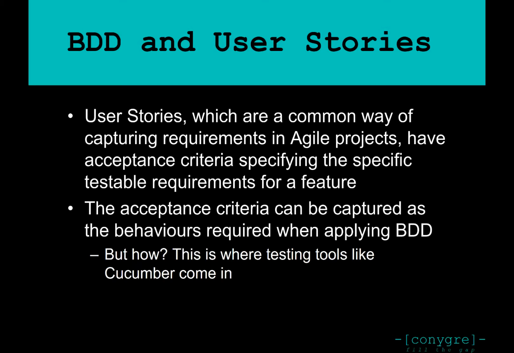But the question is, how do you capture these features? I keep talking about these feature documents. What are they? And how do you use them? Well, we'll see what they are. We'll see an example. And this is where Cucumber comes in. Cucumber is a testing framework that allows you to write these features in plain text, in English usually, and then implement the automation of that test in a programming language like Java or C# or whatever you choose to use.